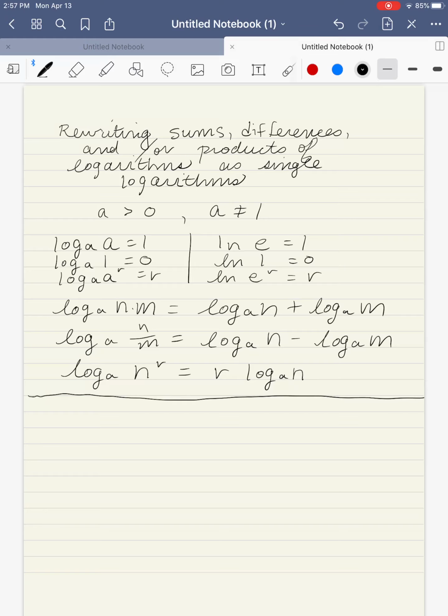In our last two videos, we introduced the principles of logarithms that I have written here, and then we looked at rewriting a single logarithm as a sum, difference, and/or product of logarithms. In this lesson, we're going to go the other way. We're looking at if I have a sum or difference or products of logarithms, rewriting them as single logarithms.